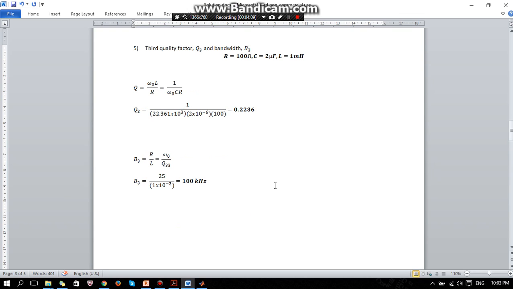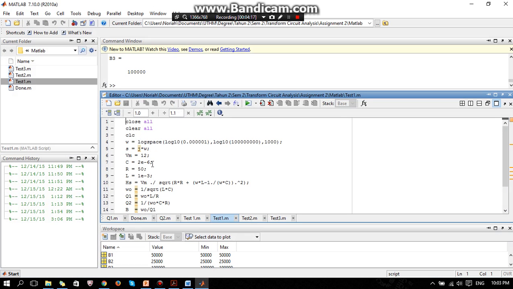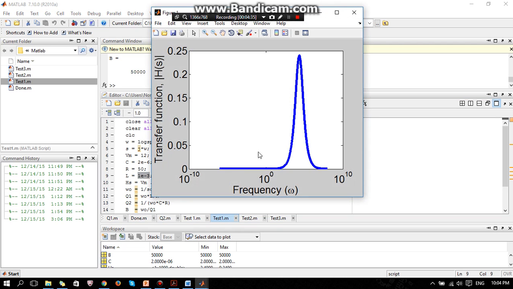Okay, next we will show you Q1, Q2 and Q3 in MATLAB software. For Q1, as we can see, we use capacitor 2 microfarad, R equal to 50 ohm and L equal to 1 millihenry. Then we simulate, and we will get this graph for Q1.